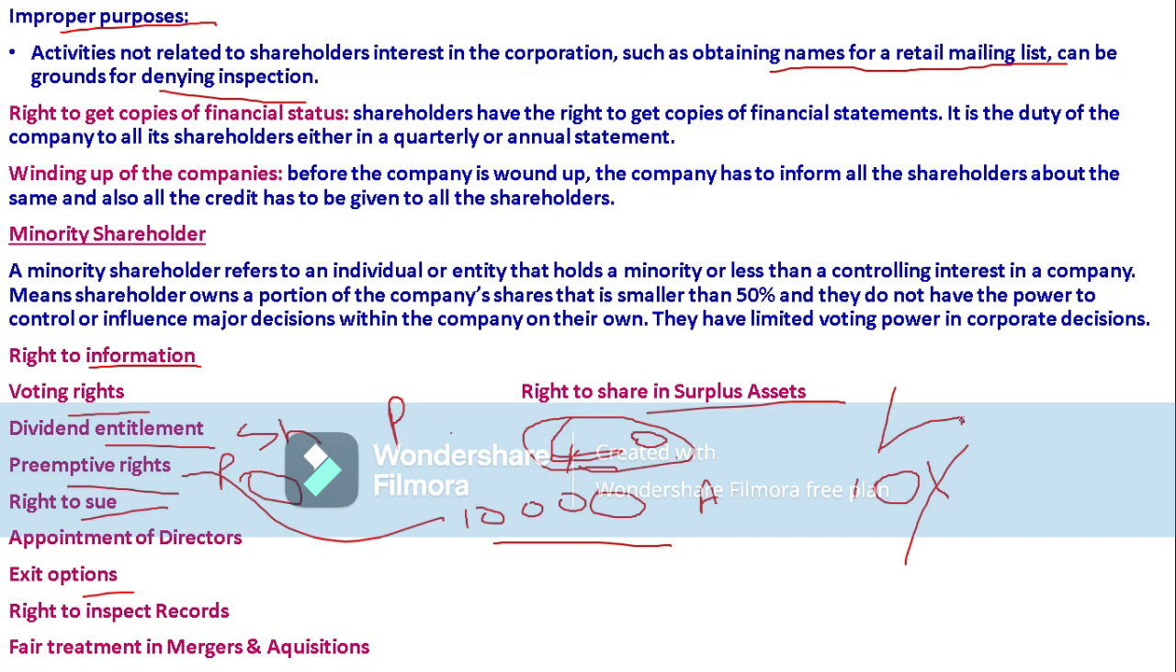So these are all the rights of minority shareholders. Each and every aspect, like electing the directors and auditors, taking dividends, exit options, inspecting the records, winding up of the companies, and seeing the financial statements. In different aspects, shareholders have different rights. And in the next class we are going to study the remedies of the shareholders.